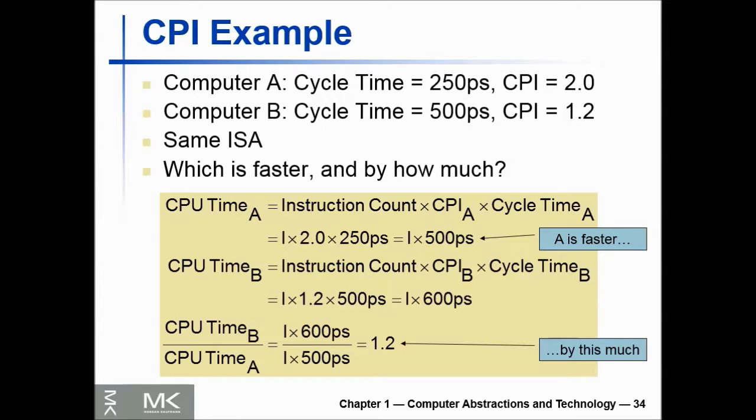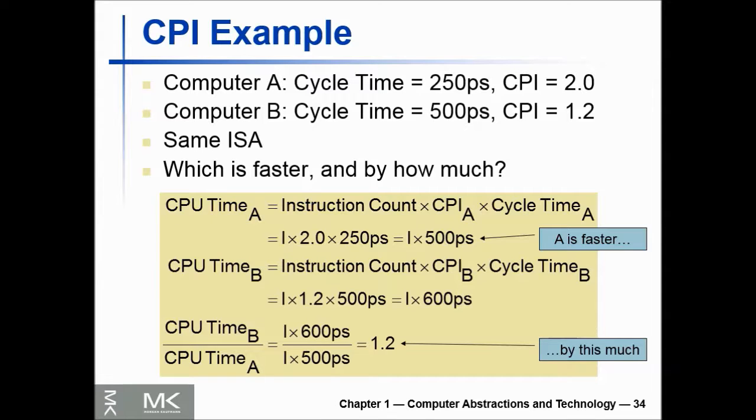So for computer A, the CPU time becomes CPU time of A is equal to instruction count multiplied by CPI of computer A multiplied by clock cycle time of computer A. Let's assume the same number of instructions for both, and call this number of instructions I. So putting the values, I multiplied by 2.0 multiplied by 250 picoseconds is equal to I multiplied by 500 picoseconds.